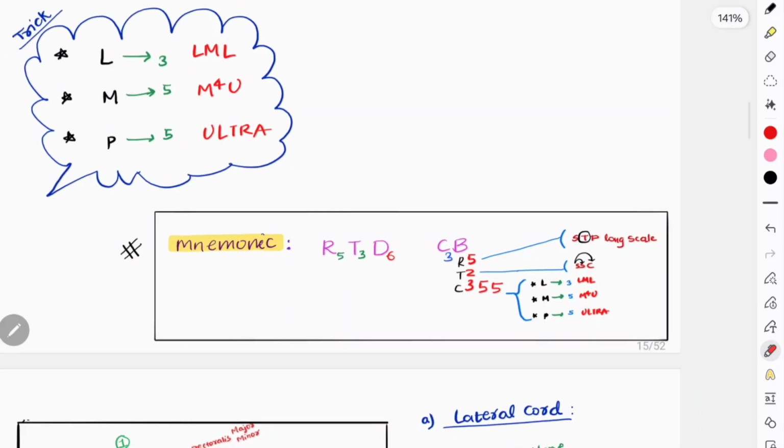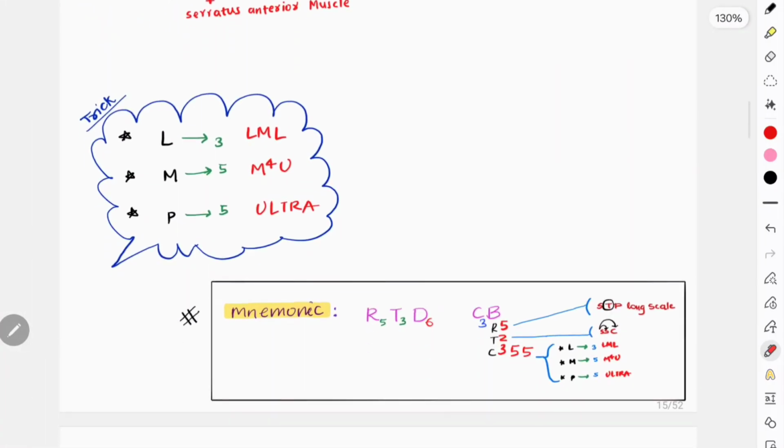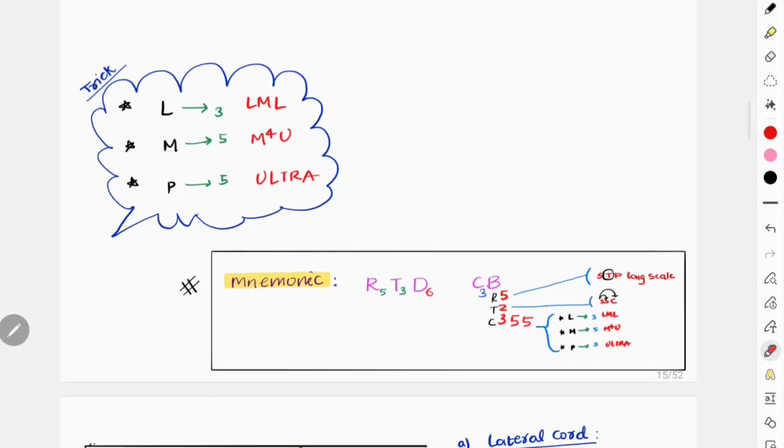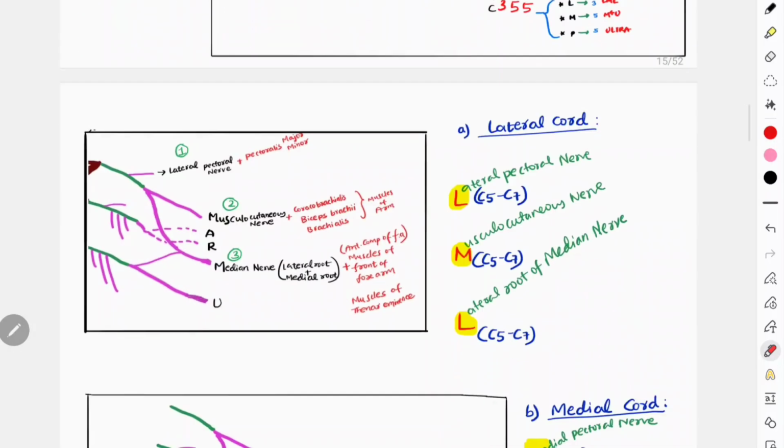See the mnemonic. RTDCB: 5 roots, 3 trunks, 6 divisions, 3 cords, branches. Separately we will discuss. Same. These branches from roots, there will also be from trunks, from cords. So 5, 3, 5, 5. 5 HDP long scale, 2 SSC, 3 5 5: LMP, LML, M4U, ultra. Remember this mnemonic like this.